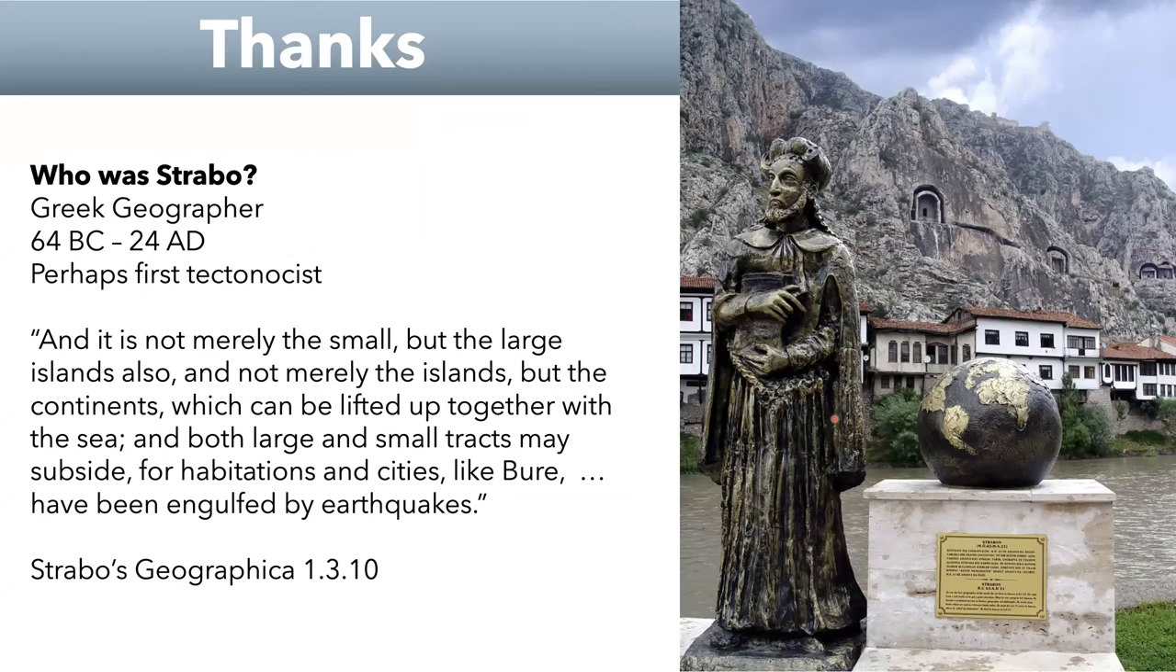If you're wondering where the name Strabo came from, Strabo was a Greek geographer who lived about at the boundary of before and after the Common Era. He was perhaps the first tectonicist, relating motion of islands and uplift and subsidence to earthquakes and volcanoes.